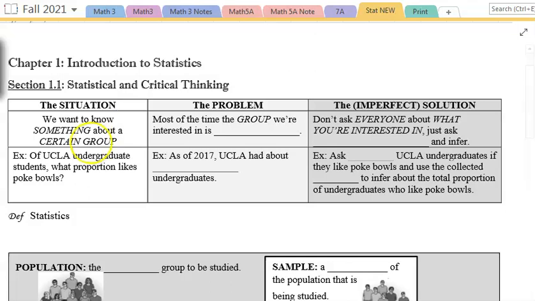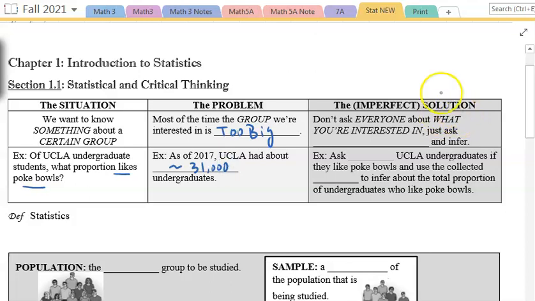We want to know something about a certain group. So, for example, of UCLA undergraduate students, what population likes Pokeballs? Well, the problem is, most of the time the group we're interested in is too big. That's the main problem. As of 2017, UCLA had roughly 31,000 students. That's a lot of students.